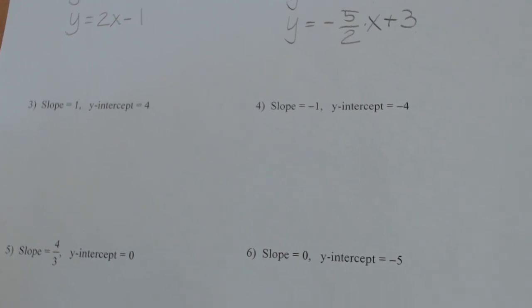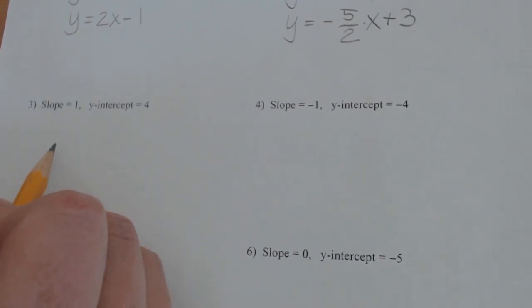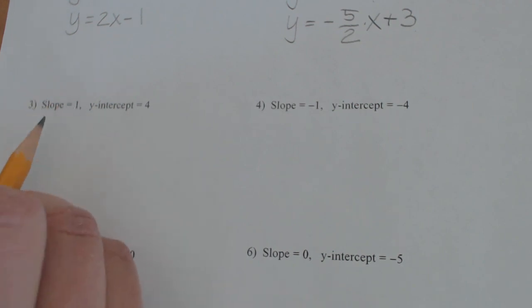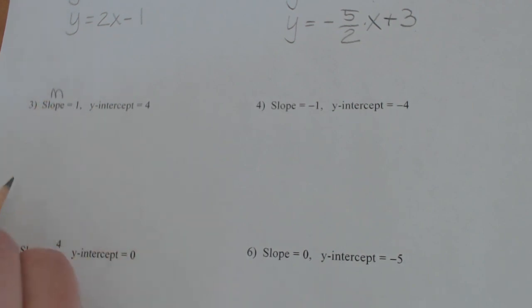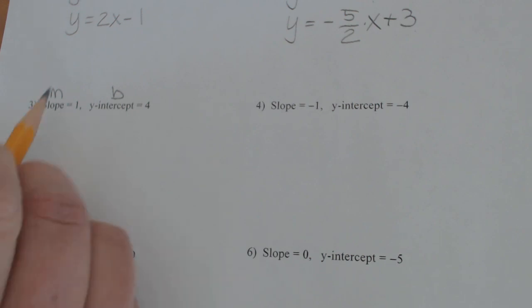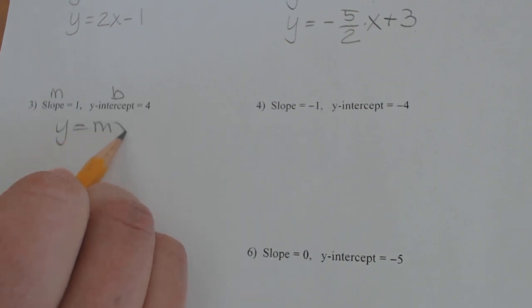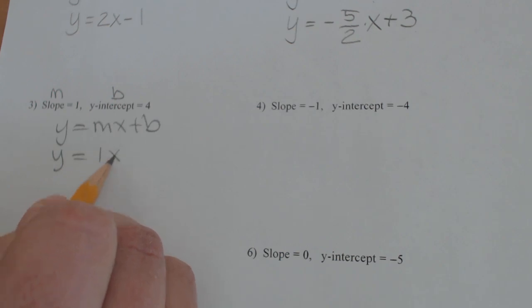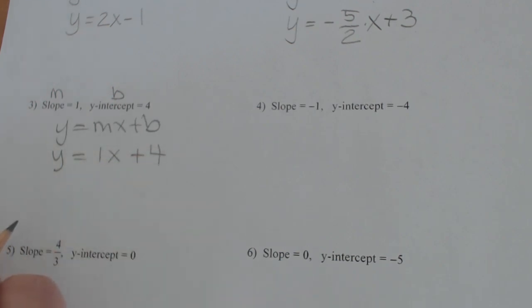Let's try a few more. And these I wanted to try because you can write them one of 2 ways. So let me show you what I mean. Slope, which is m, y-intercept, which is b, y equals mx plus b. Substitute in the 1 for the m and the +4 for the b.